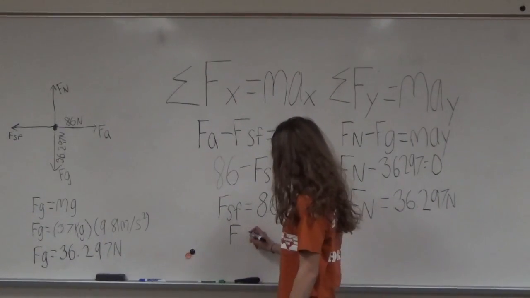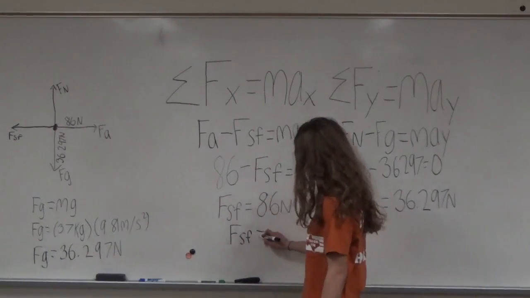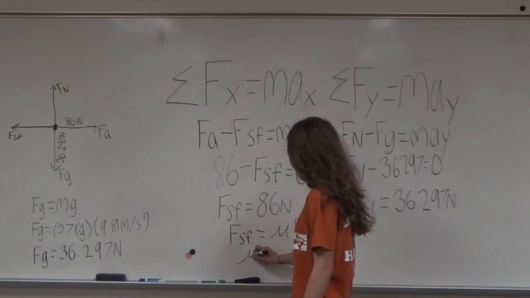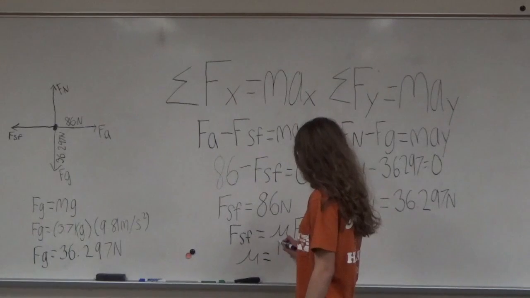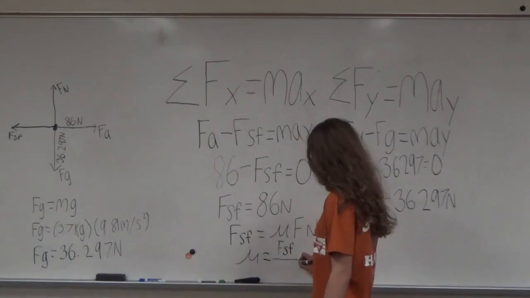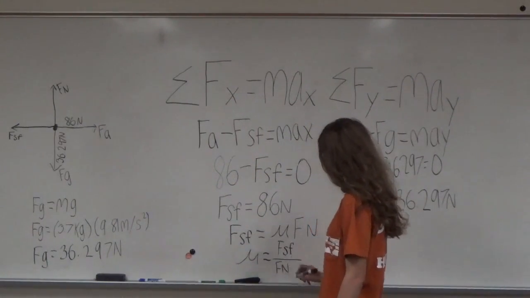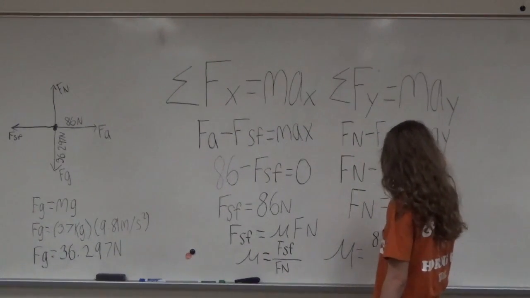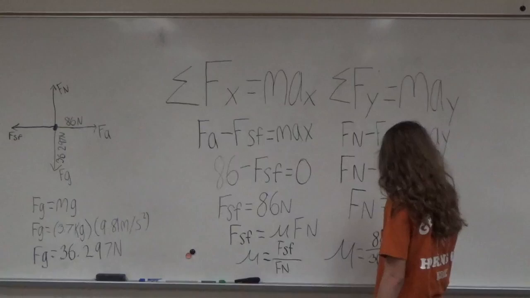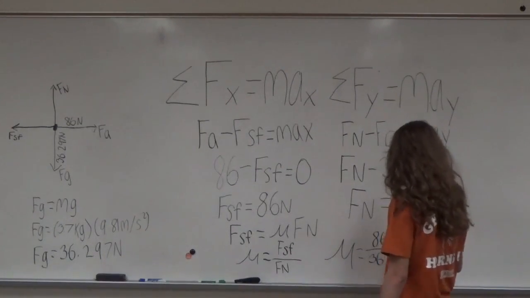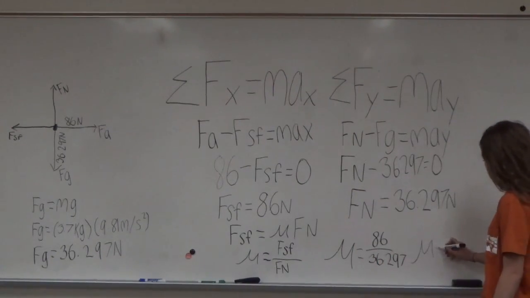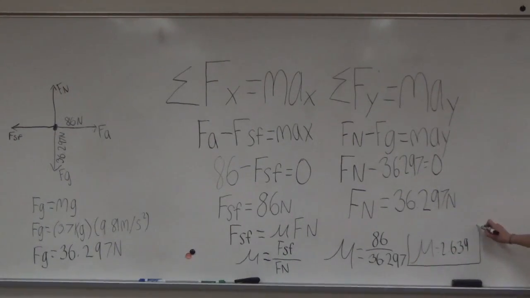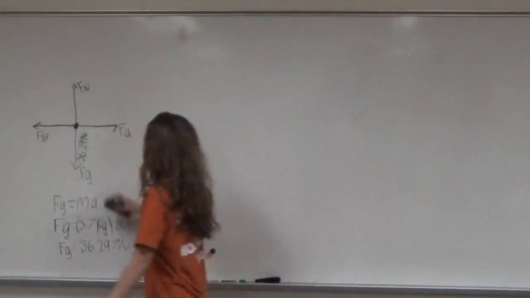Now we will use the friction formula to solve for mu s, the coefficient of static friction. The force of static friction is equal to mu s multiplied by force normal. So mu s is equal to the force of static friction divided by force normal. And so mu s is equal to 86 newtons divided by 36.297 newtons, which gives us part A. The coefficient of static friction is 2.639. Now on to part B.